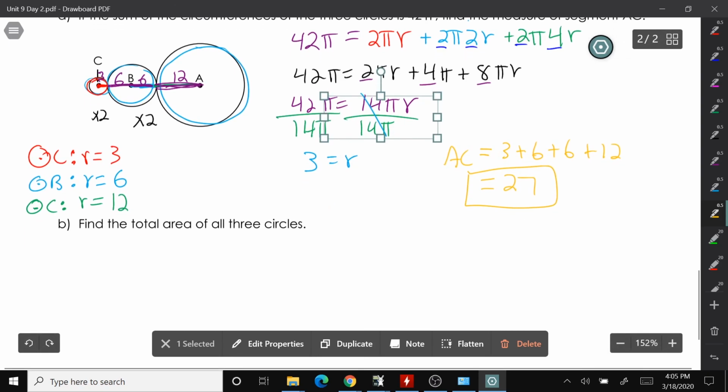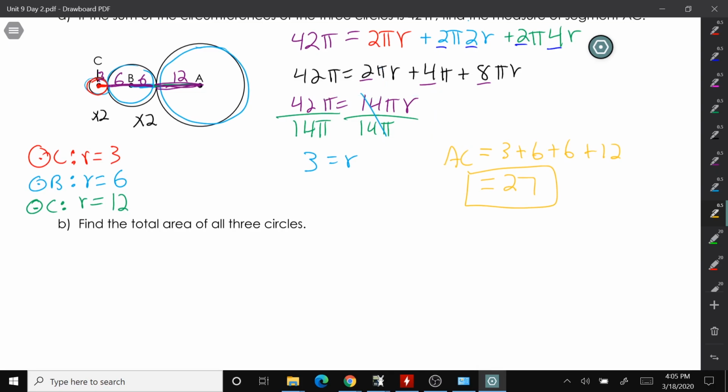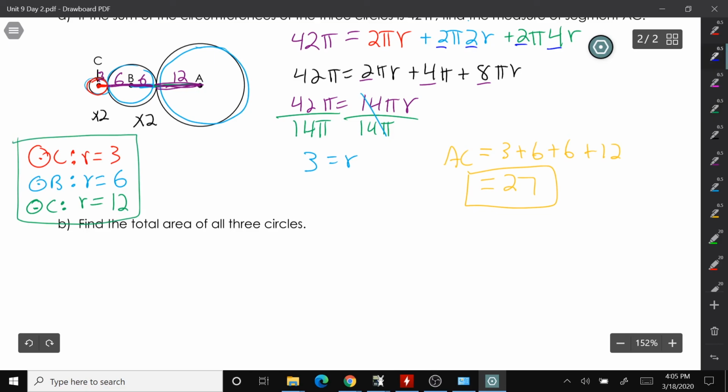And then part B is saying find the total area of all three circles. So I'm going to take this information here and plug it into the area formulas and then add them all up. Now there probably is a way to do this a little bit faster, but I just like the idea of doing them separately so I can make sure I get each one of them right. So for circle C, that's going to be pi times the radius squared, so 3 squared, which is going to be 9 pi.